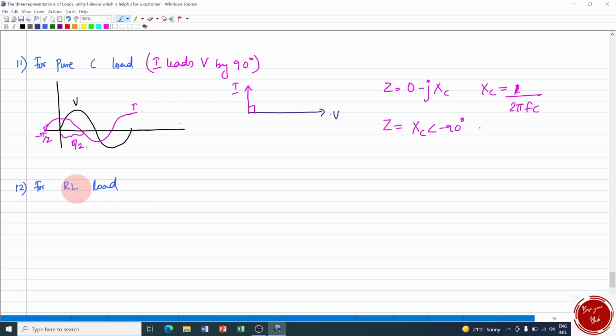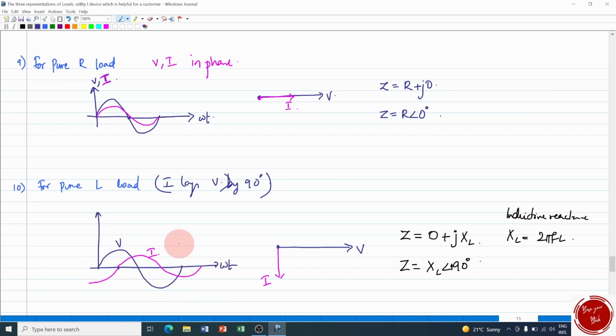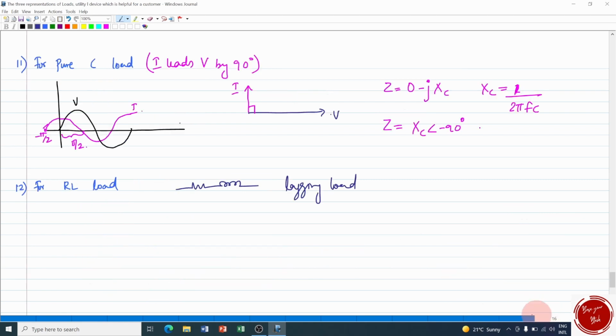And now for the RL load, that is a combination of resistor and inductor. This is actually a lagging load because the inductor is there. Since it is not pure, the lagging phase angle is not 90 degrees, that's all. So drawing the waveform, I should get it from the pure L load. If I copy this down here, this is the voltage and current representation for the pure L load. But since there is a resistive combination, this current value will be shifting towards the right.